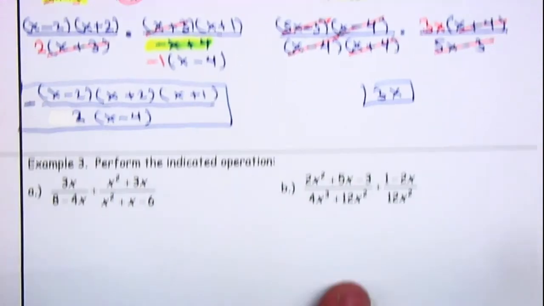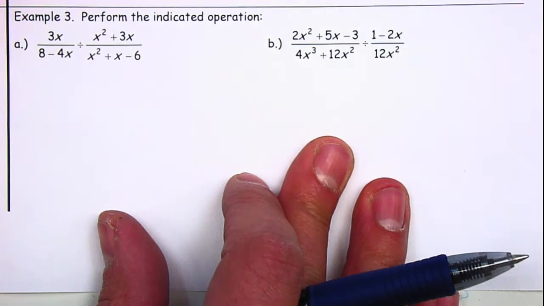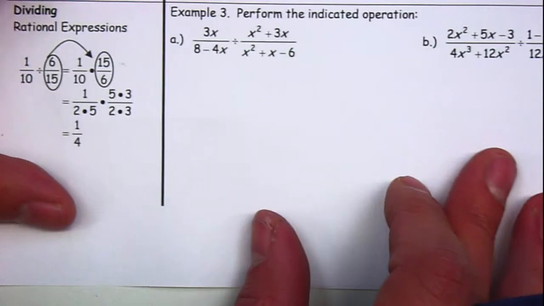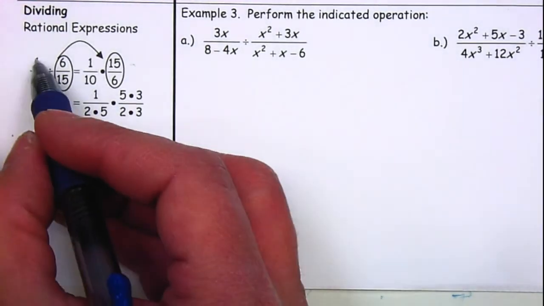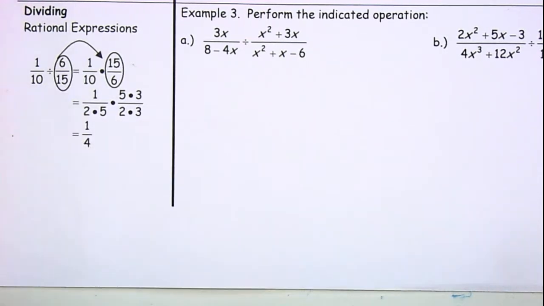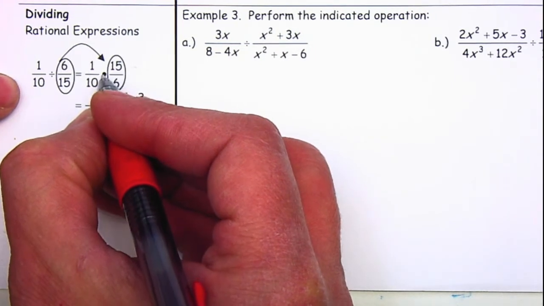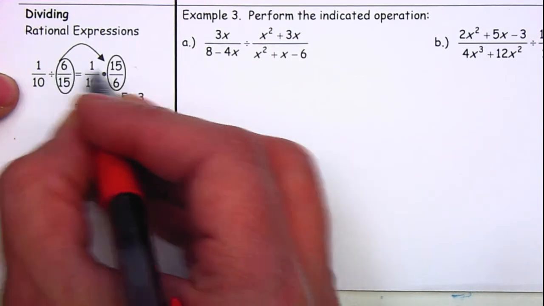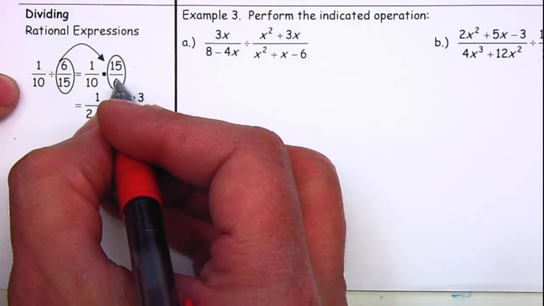Let's continue with example number 3. On example number 3, we are dealing with division. And as we learned back in elementary school, to be able to divide fractions, if we have 1 over 10 divided by 6 over 15, we are going to flip this and make it a multiplication. So we're going to change the division to a multiplication by taking the reciprocal of the second fraction. So instead of 6 over 15, we have 15 over 6.